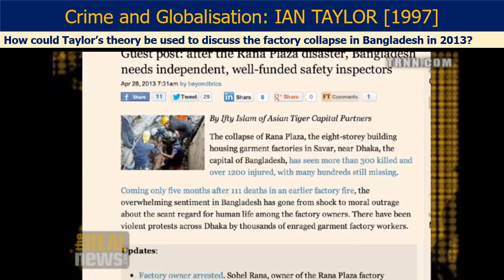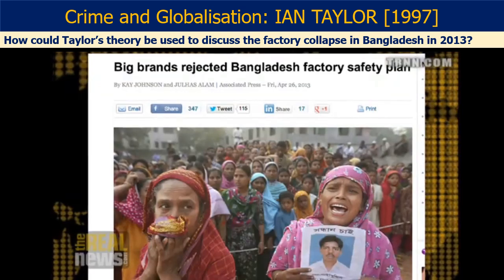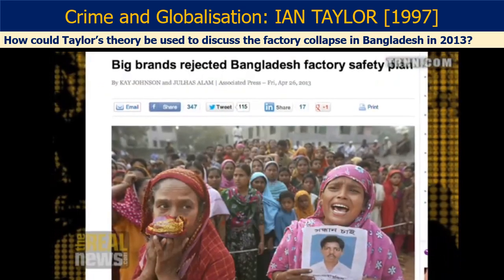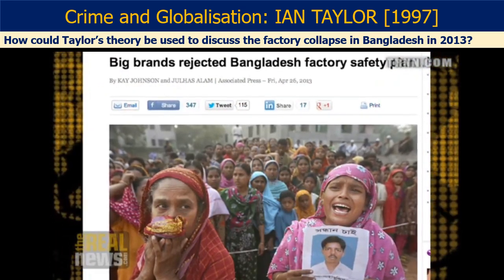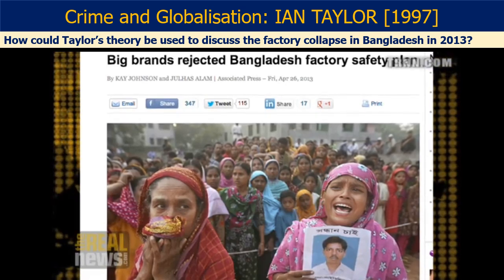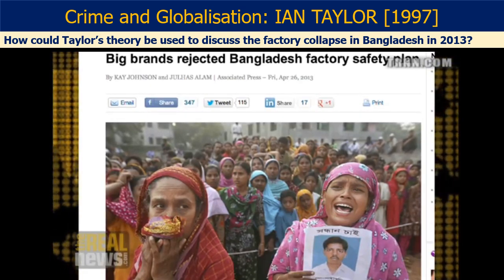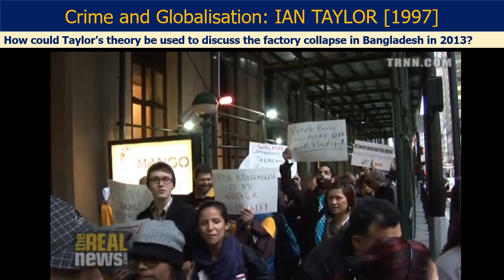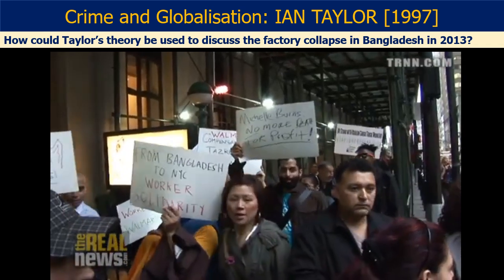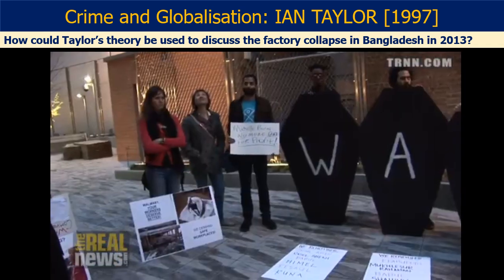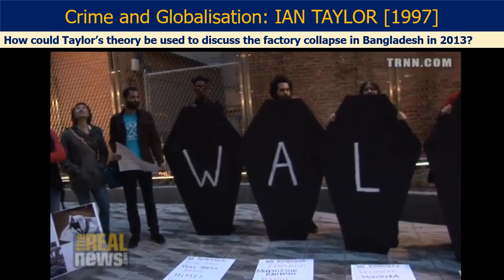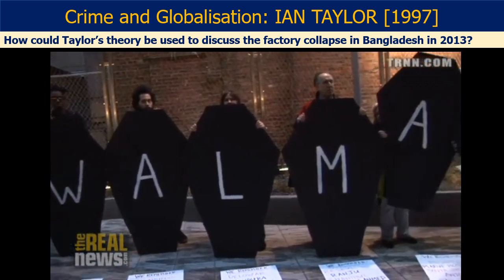Just a few days before the Rana Plaza collapse, the Real News spoke to Bangladeshi factory workers and their advocates as they toured the United States to pressure Western companies like Walmart to fully fund independent oversight to create safer conditions for workers. Activists held a mock funeral for the victims of the Tazreen factory fire at the apartment of Walmart Board of Directors member Michelle Burns.